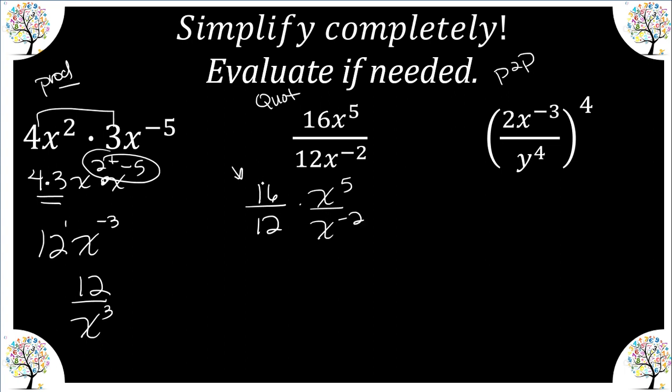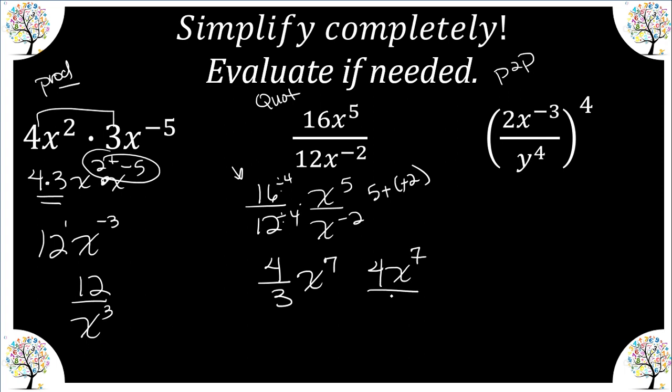So first we have our coefficients, and you just simplify like you learned earlier, like in elementary school, and these both have a factor of 4. So we have 4 over 3, then we have x, and the rule is to subtract: 5 minus negative 2, change, that gives me 7. So the x stays in the numerator, because it's positive.